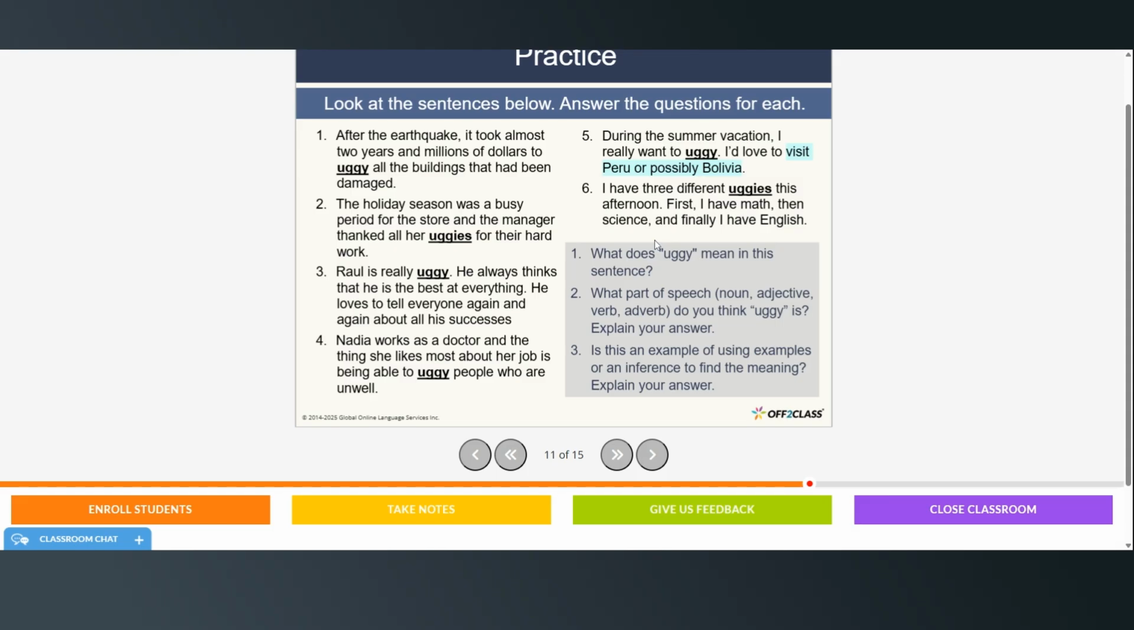And I have three different Uggies this afternoon. First, I have math, then science, and finally, I have English. Here, Uggy could be classes, probably school classes or subjects, and that would be a noun. And here it's using examples. So math, science, English are all examples of classes or school subjects, and that's how we can work out the meaning of the word Uggies in this context.